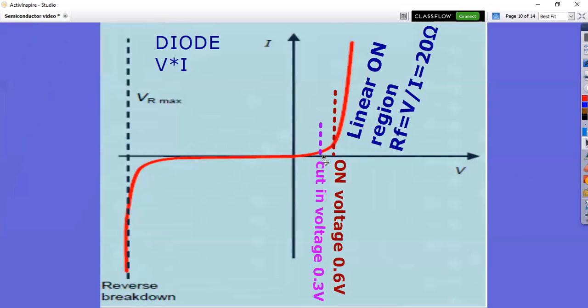So when we get to 0.3 cut-in voltage, the diode starts to conduct in a nonlinear fashion. Above 0.6, we get into the linear region, and the on resistance of the diode, we can measure that by taking the change in voltage divided by the change in current, as in Ohm's law.